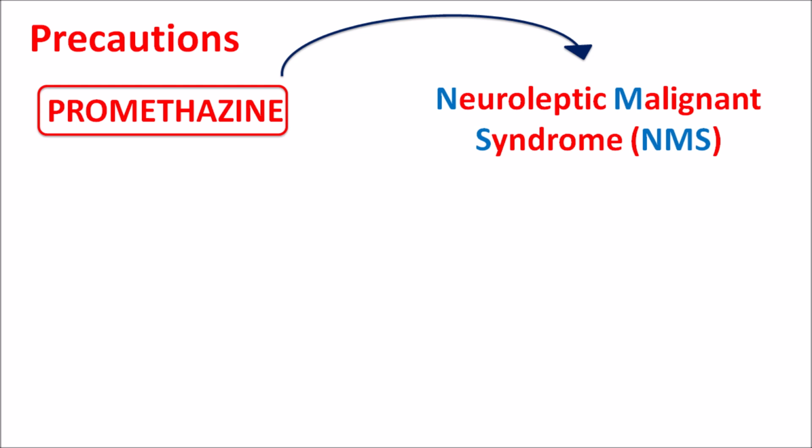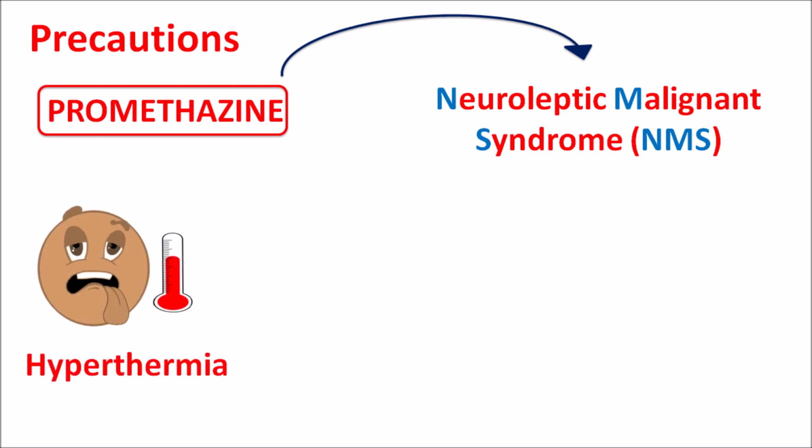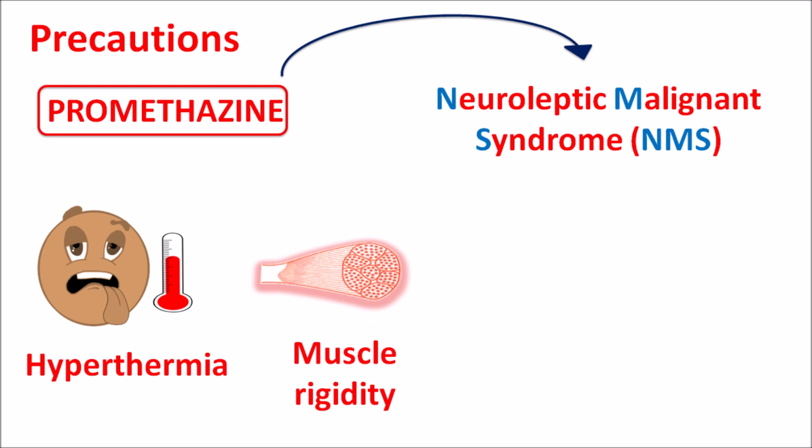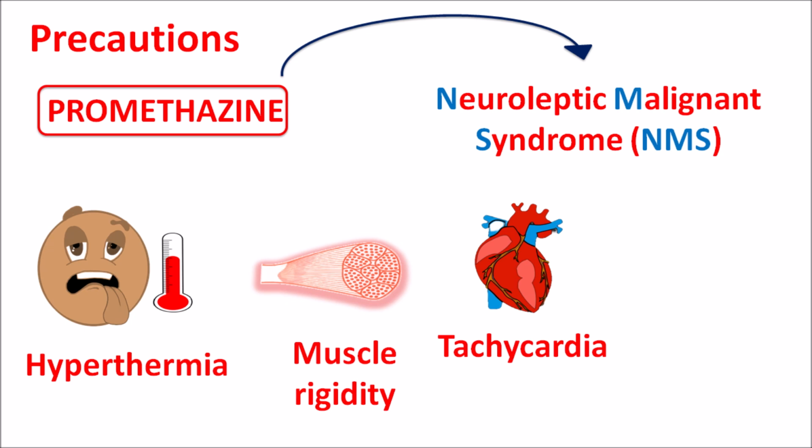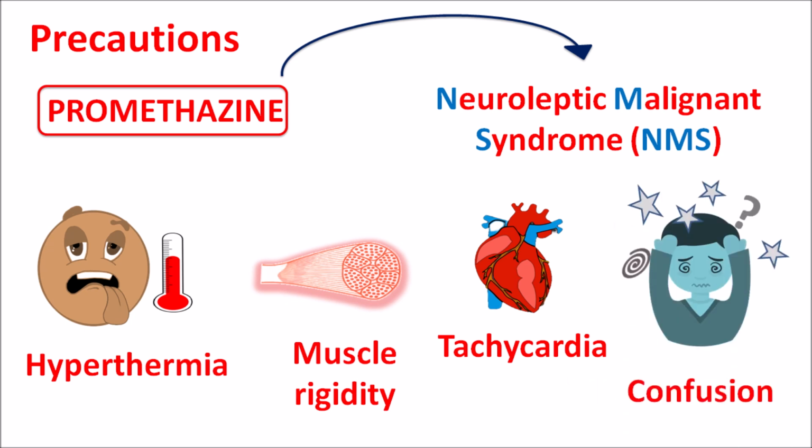In this condition, we can observe excessive body temperature resulting in hyperthermia, and some muscle rigidity and muscle spasm can be observed, along with increased heart rate resulting in tachycardia, and confusion can develop in the patients. So all these symptoms are collectively called neuroleptic malignant syndrome, which is commonly observed with many of the antipsychotics.